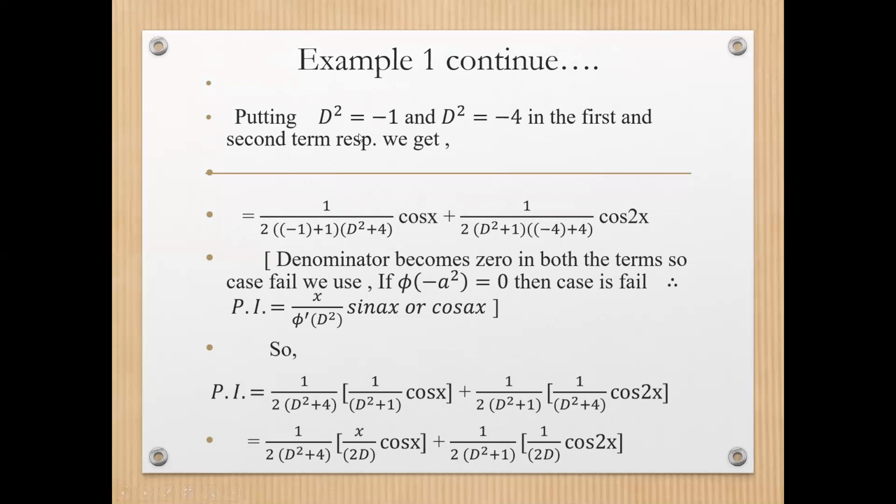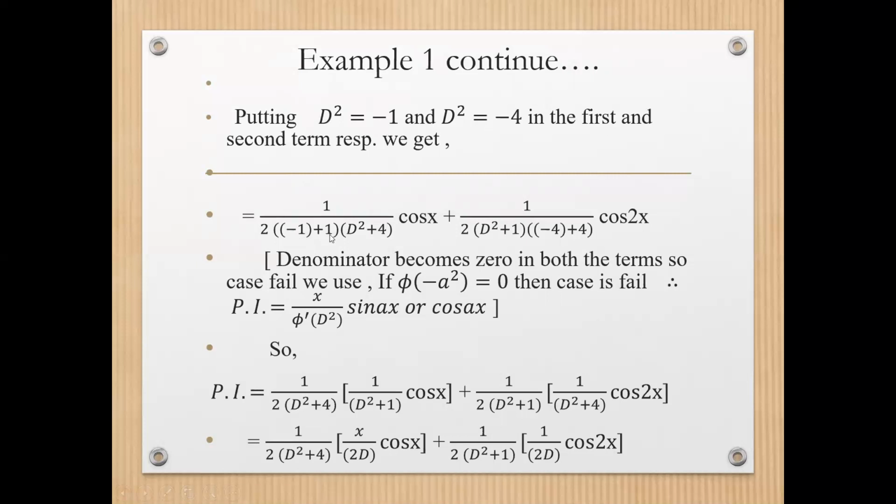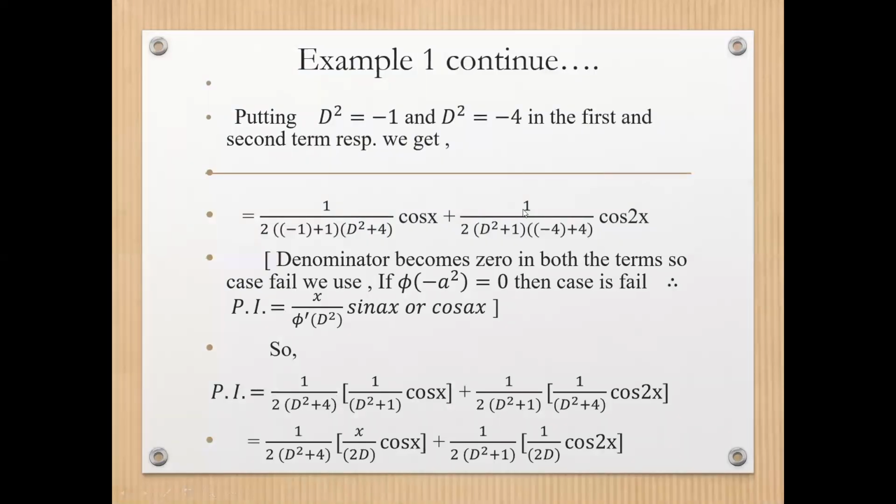We get, put D square equal to minus 1 in the first term. So see here, D square plus 1 is minus 1 plus 1. Okay, I have written here minus 1 plus 1. Second term as it is, cos x plus, in the second term we have to put D square equal to minus 4. What do we get? 1 upon 2 times (D square plus 1), which is minus 4 plus 1, into (D square plus 4), which is minus 4 plus 4, into cos 2x. Now observe here, minus 1 plus 1 is 0. The denominator becomes 0, and 0 into something is 0.